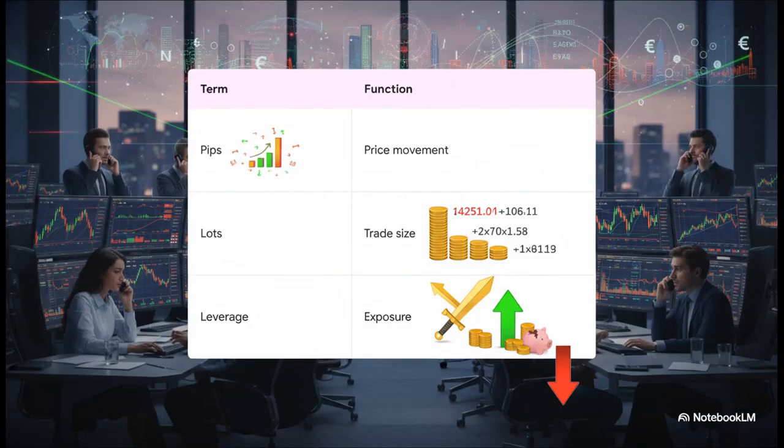So let's break down the raw building blocks of a trade. First, we have pips. These measure the tiny incremental price movements in currency. Then, lots determine your overall trade size. And then, well, the big one, leverage. Leverage literally multiplies your exposure to the market. It lets you control a massive position with a relatively small amount of capital. But, and listen closely here, while leverage dramatically multiplies your potential gains, it equally multiplies your potential losses. It is the ultimate double-edged sword, guys.